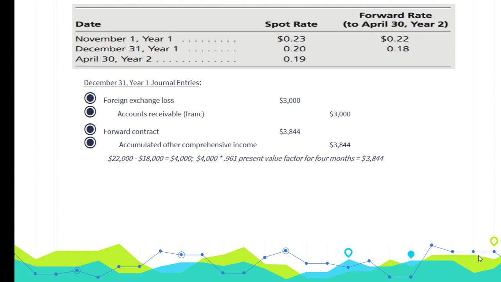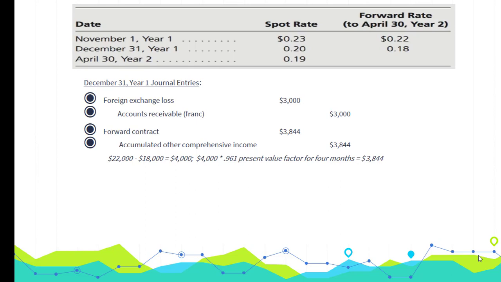Why? Look at the change in the forward rate of the US dollar per unit of foreign currency, the franc. So we see that the rate has declined from 22 cents per franc to 18 cents per franc, a difference of 4 cents over the 2-month time frame. So that makes the forward contract an asset because the 22 cents is the locked-in rate at which the transaction with the financial institution counterparty will take place at April 30.